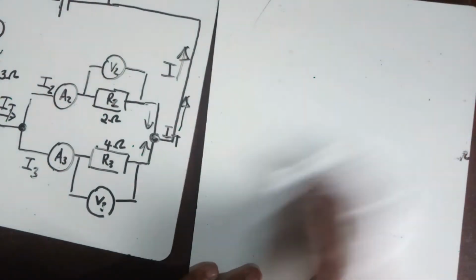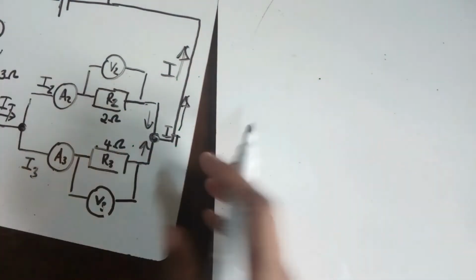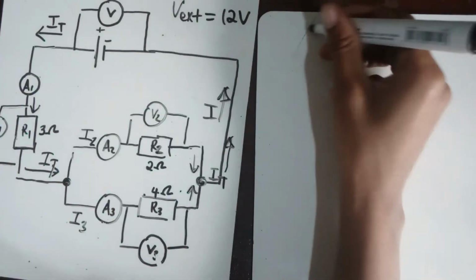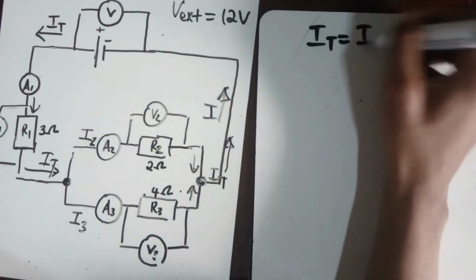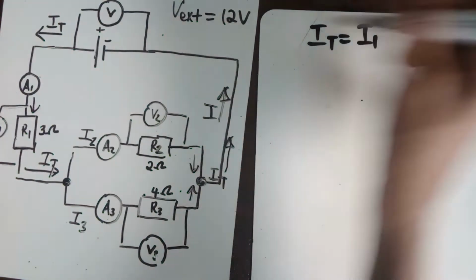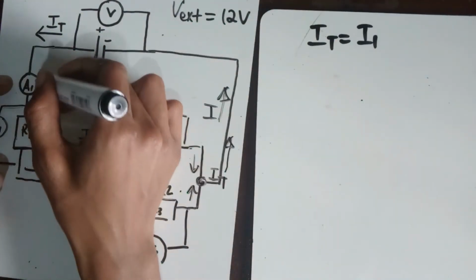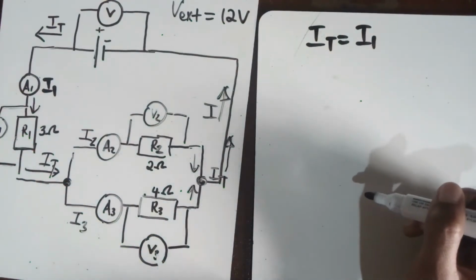What we're actually looking for is the total current. We know that IT will be equal to I1. The total current will be the same current that flows through here, which we will call I1. So we're looking for I1. Okay, so how do we find it?